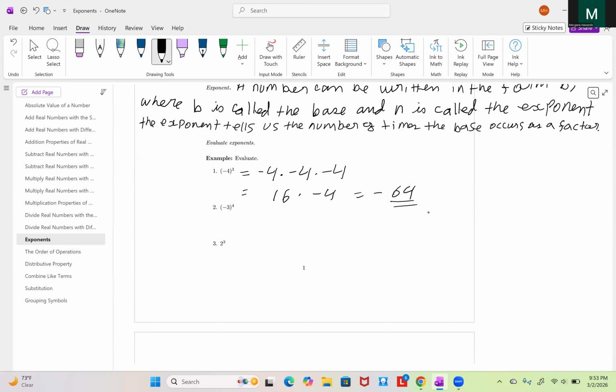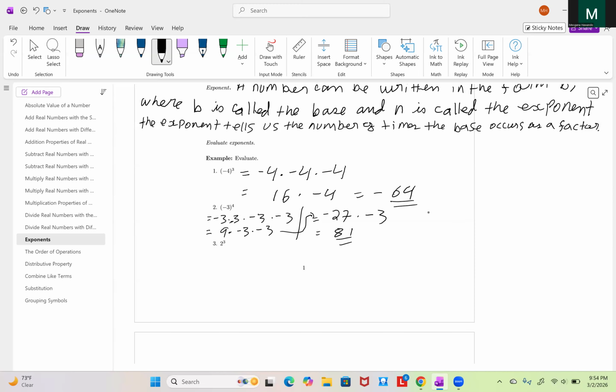Number 2, -3 to the power of 4. This exponent is telling us that -3, which is the base, occurs as a factor 4 times. So this is equal to -3 times -3 times -3 times -3. And this is equal to -3 times -3 is +9, and then we have times -3 times -3. Then we multiply 9 times -3, which is -27. And then we multiply -27 times -3, and this is equal to 81.